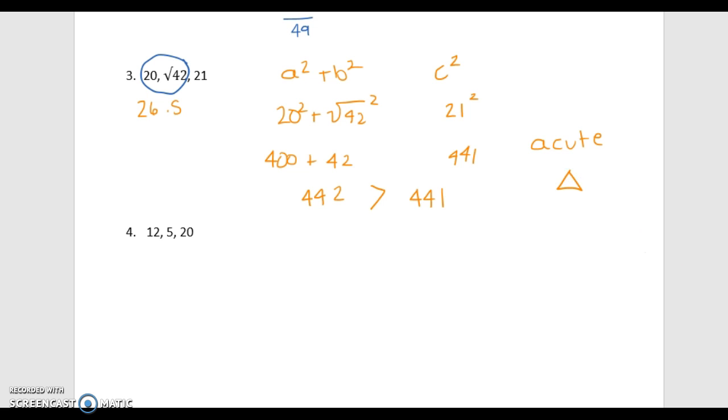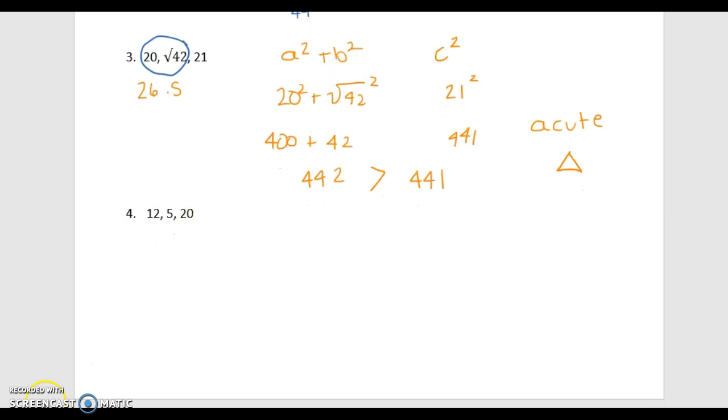Last one, I want you to try and do this on your own, and then you're done with notes. Double check, can it be a triangle? So hopefully you all saw right away that 12 plus 5 is only 17, and it's not greater than 20, and therefore this is just not a triangle.